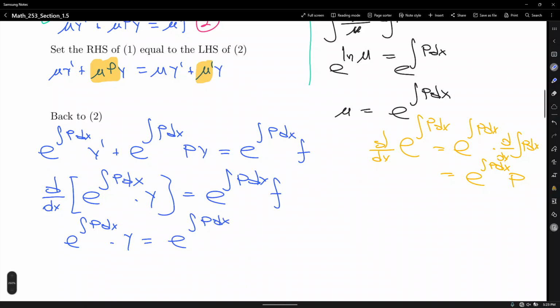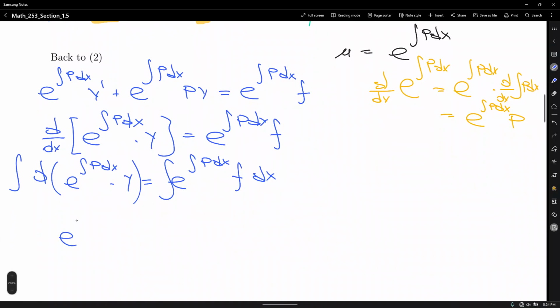What else? Well, that's d. We were left with a d here: P dx f dx. Well, let's get rid of that d on the left-hand side. Integrate. The integral cancels the differential, the d. So that leaves us with e to the integral of p dx, y equals the integral of e to the integral of p dx f dx. And that's the final result we want.